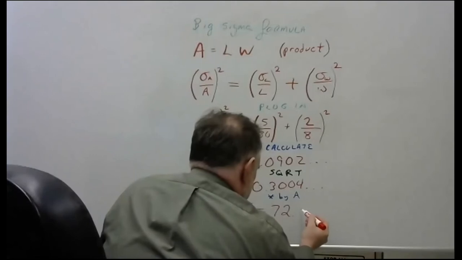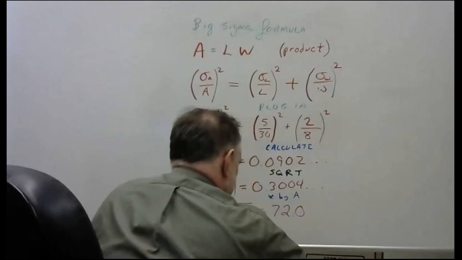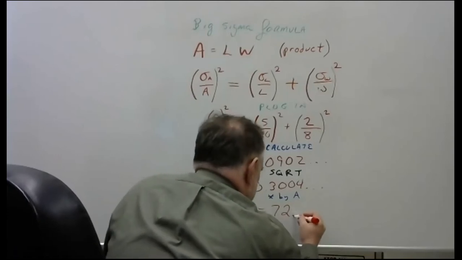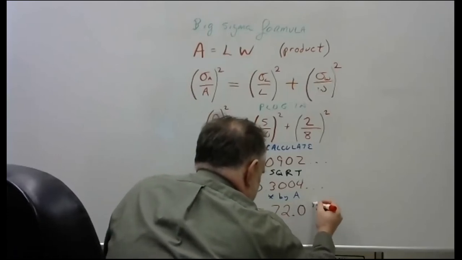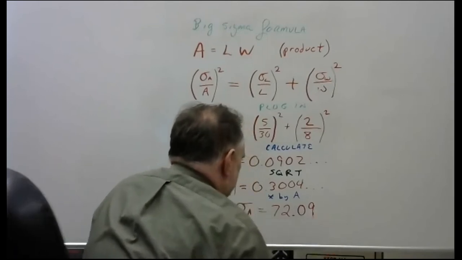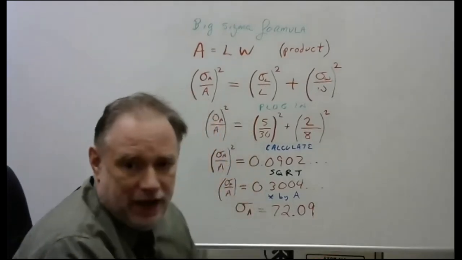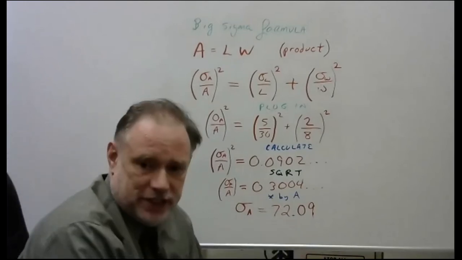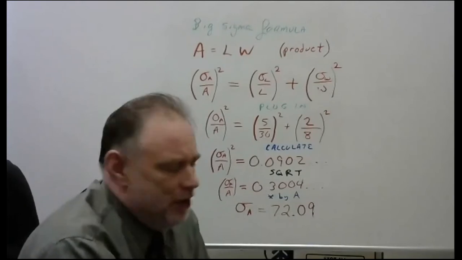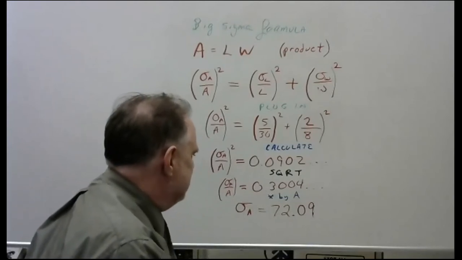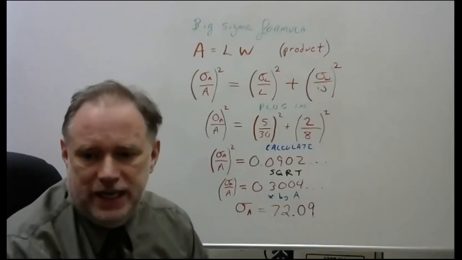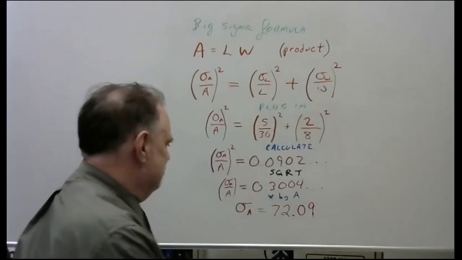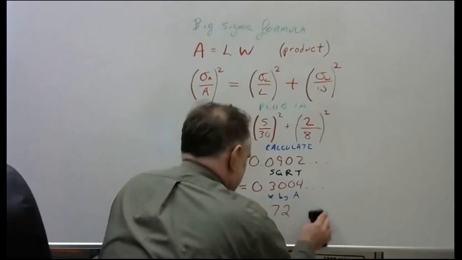0.096, blah, blah, blah. Okay. But we only have to keep the number of decimals that we have in our number. And our number didn't have any decimals in it. So we would just round this off to 72. So one thing about sigmas you want to remember is that you're going to keep the number of decimals as in the calculated number. So here it's just 72.